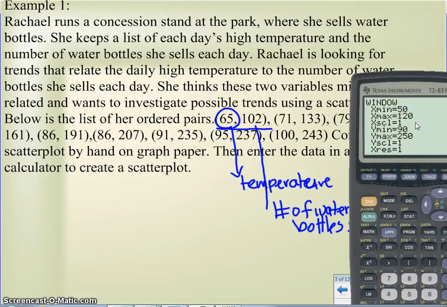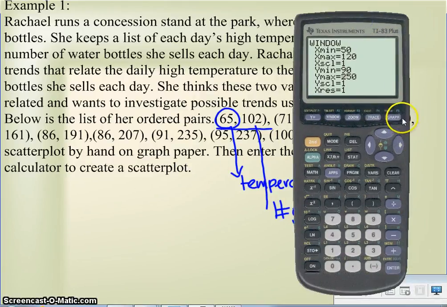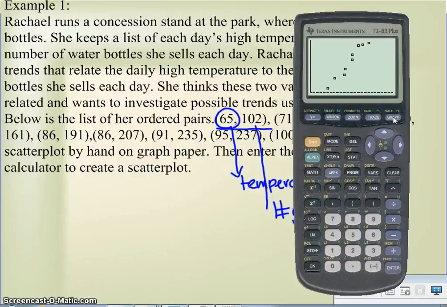The Y minimum. Well, the lowest Y is 102, so I'm going to put 90. Just going again a little bit below the lowest. And my highest Y is 243, so I'm going to go just a little above it and go to 250. And now we're ready to graph. And you're going to go ahead and hit your graph button, and that's hopefully what you see. Now, if you don't, I'd recommend that you go back, check your list, check your plot, and check your window, and make sure all have been set to the areas that I've asked you to set them at. And that's what our scatter plot looks like for this particular question.